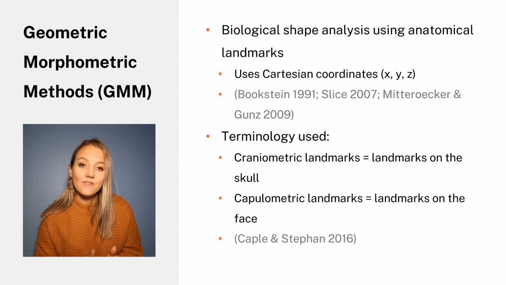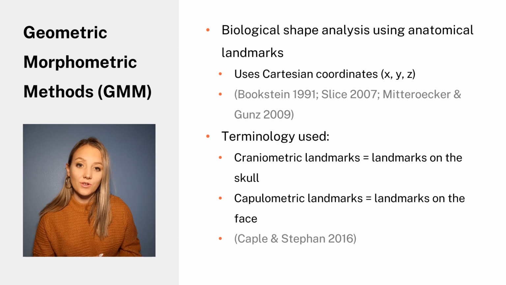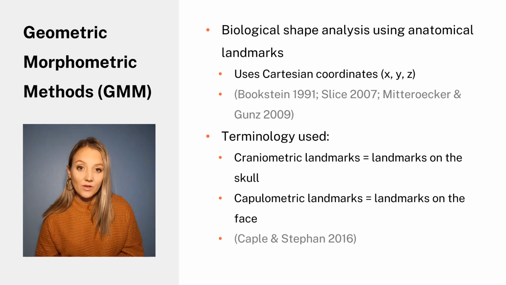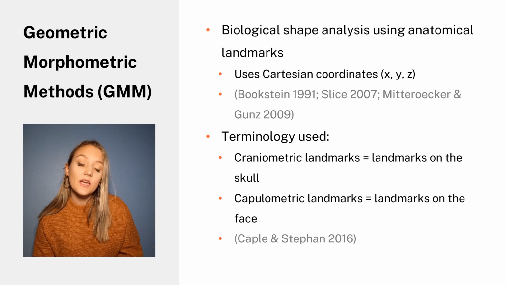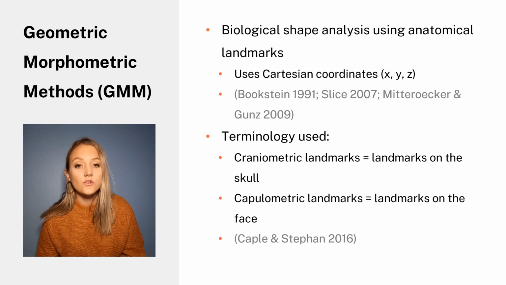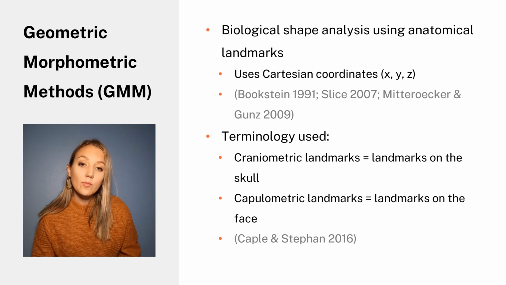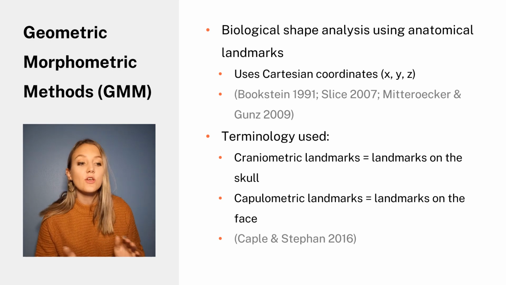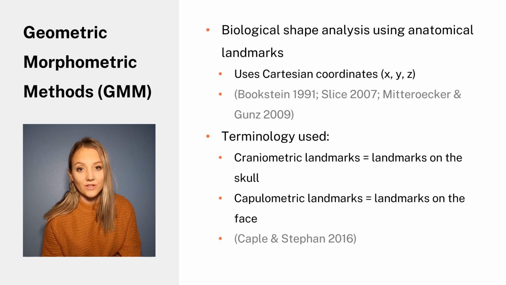Geometric morphometrics is a field that focuses on biological shape analysis using Cartesian coordinates of anatomical landmarks. Anatomical landmarks are defined by specific biological structures and are thus consistent across all individuals in a species. For this study, we followed the nomenclature set out by Capel and Stefan in 2016, where craniometric landmarks will refer to any landmarks placed on the hard tissue surfaces of the skull, and capulometric landmarks will refer to soft tissue landmarks placed on the facial features.